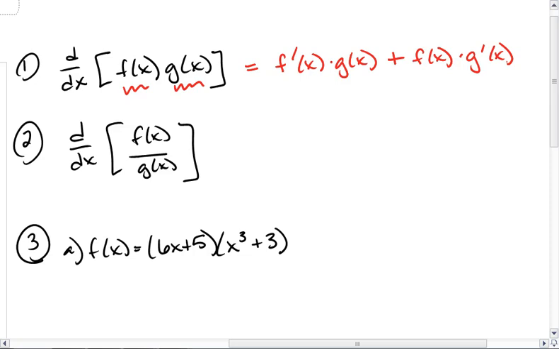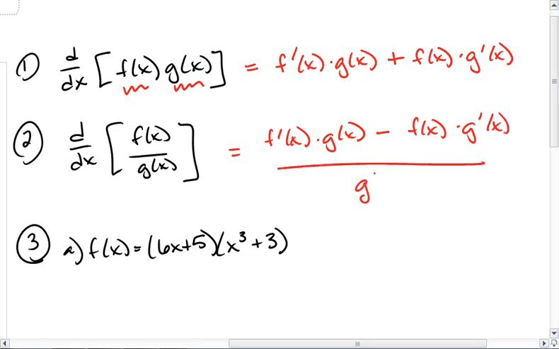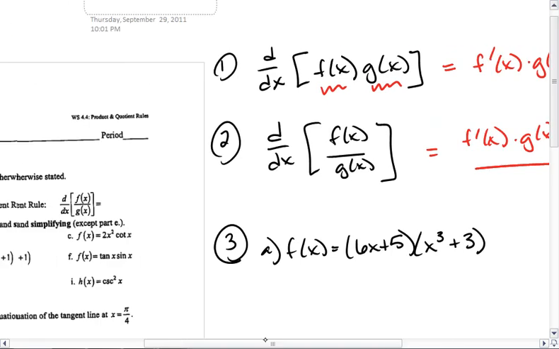Problem 2 wants to know the quotient rule, which is the derivative of one function divided by another. In this one we get f prime of x times g of x minus f of x times g prime of x, all over g of x squared. And these will be easier to see when we go to some examples.